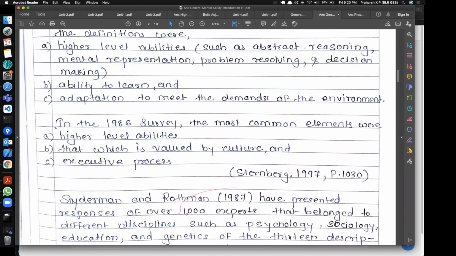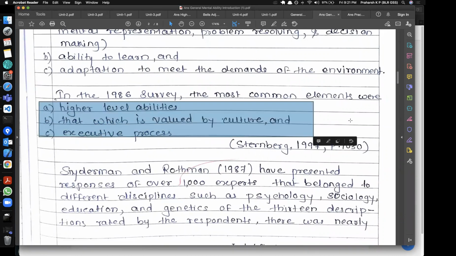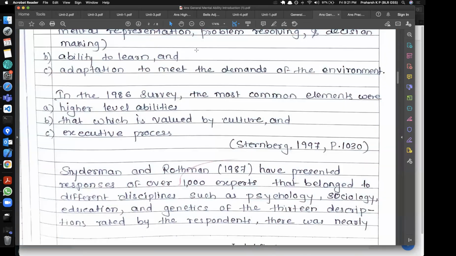Everyone deemed that intelligence means having these qualities. Some people had other ideas also, but these were most common among all the definitions. In the 1986 survey, it was done again, and we got a little different but almost the same lines of thought. Higher level abilities like abstract thinking and problem solving. That which is valued by culture, very important.